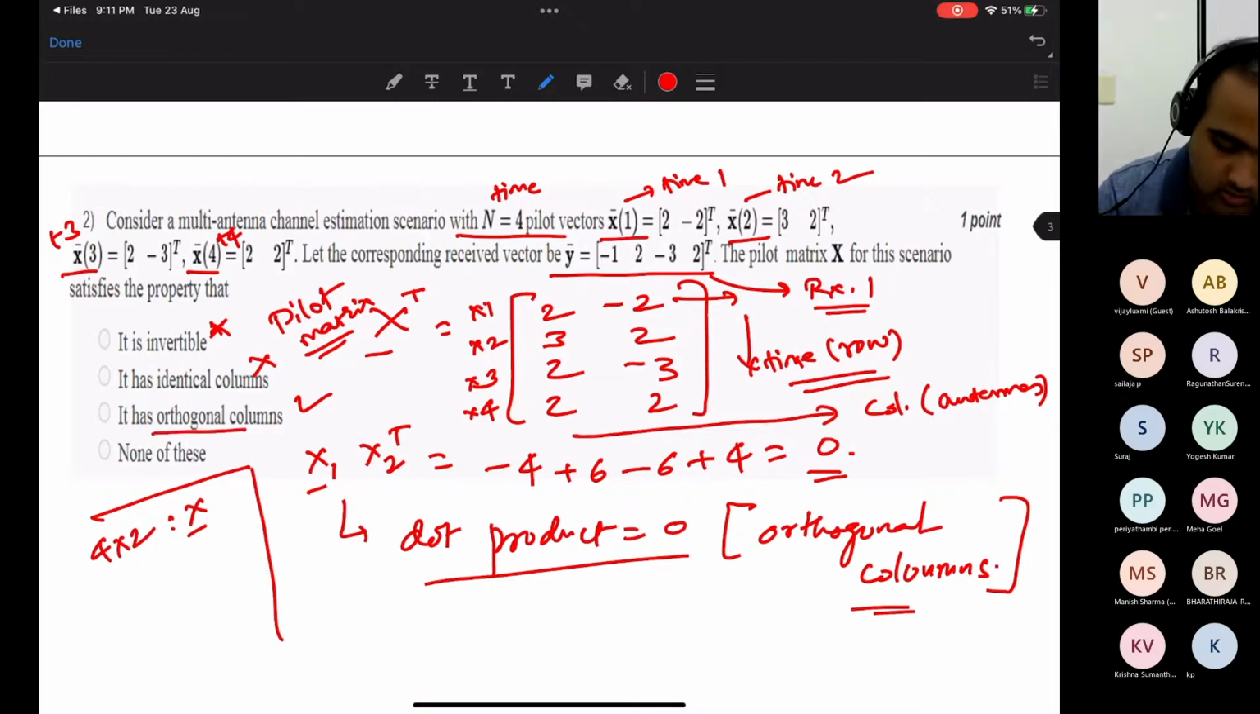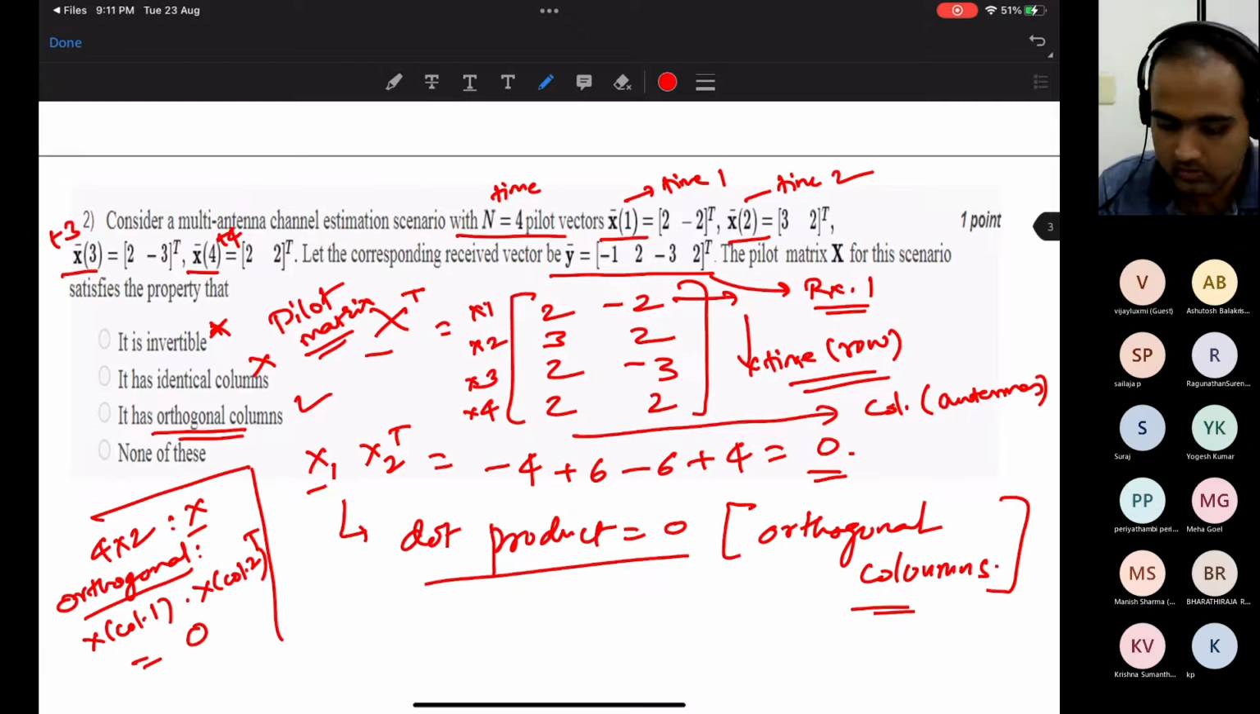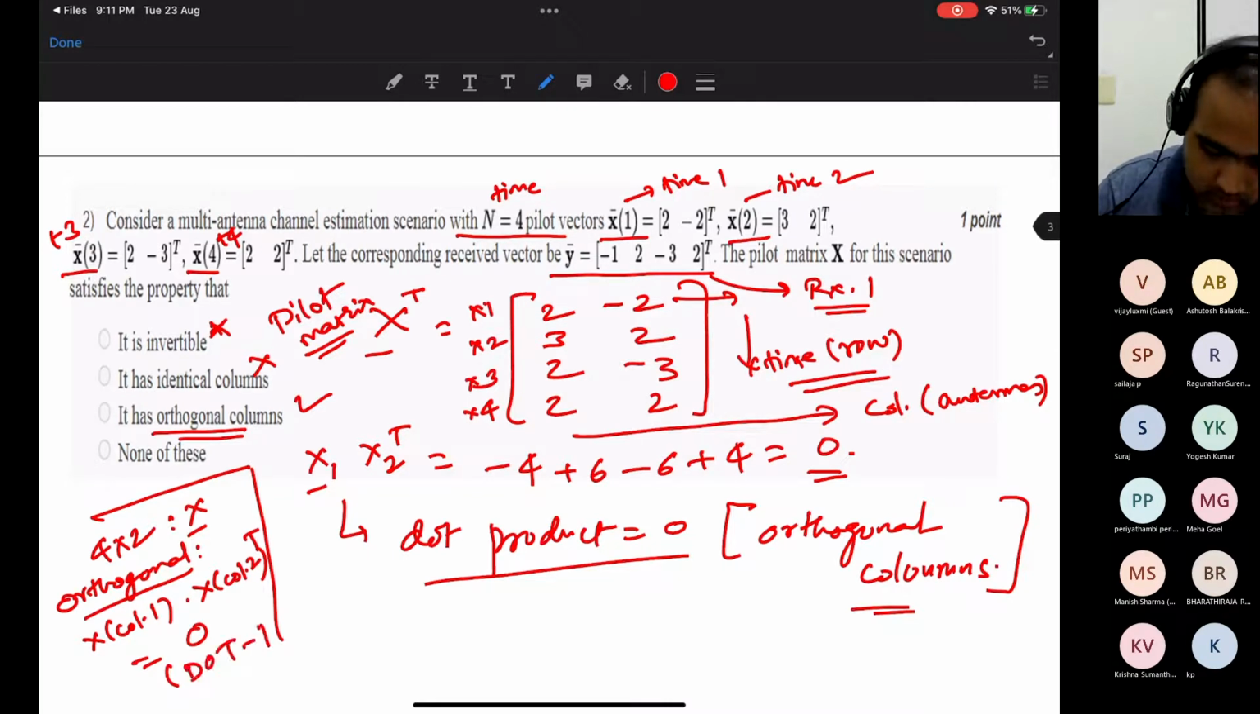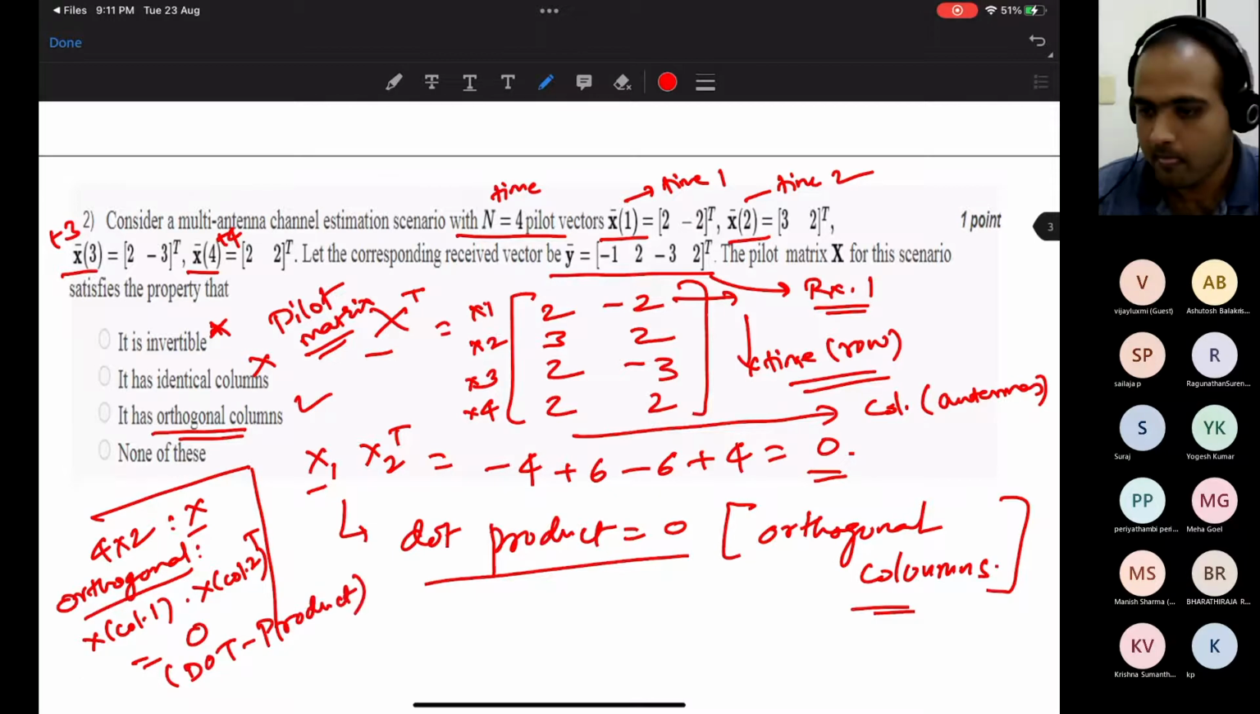Then, does it have orthogonal columns? What is the meaning of orthogonality? If you multiply column 1 with the transpose of column 2, this is a dot product of the columns. Is it 0? That means orthogonality. Orthogonality also means a kind of independence, so both columns are independent of each other. You need to check that.